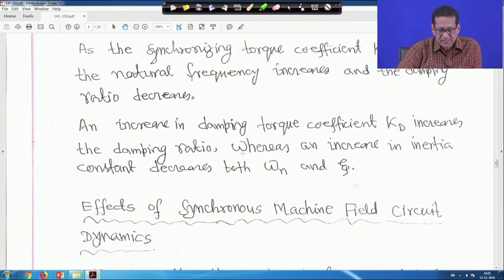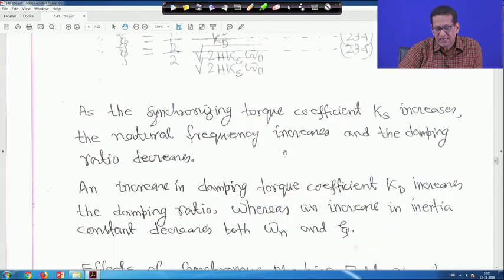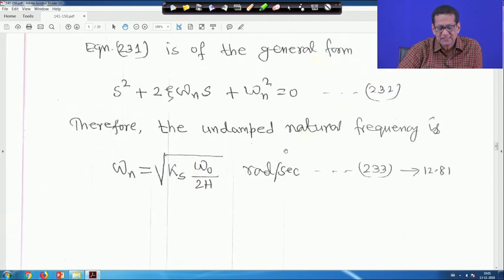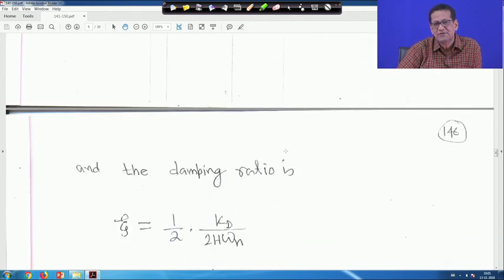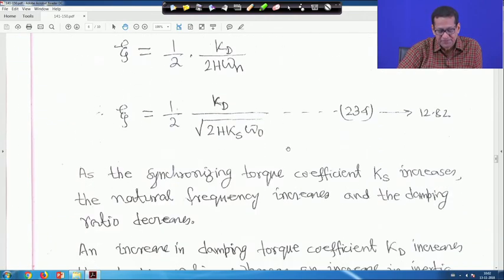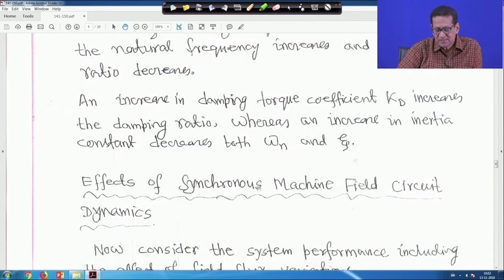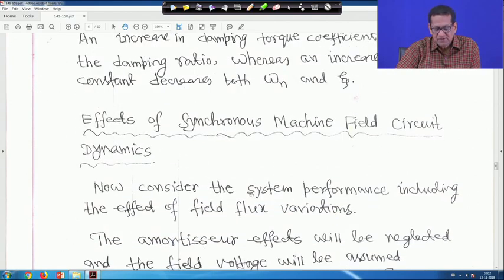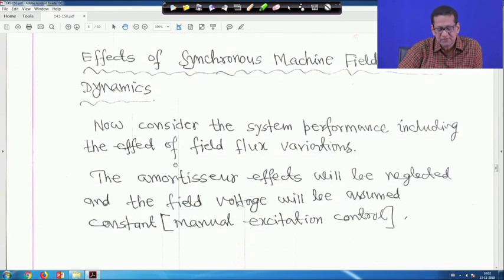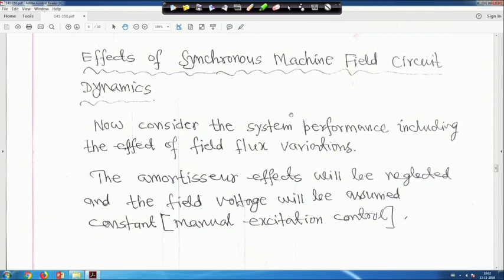So, next is the effect of, I think this block diagram is understandable to you, later we will take some problems. So, next is the effect of synchronous machine field circuit dynamics. Now consider the system performance including the effect of field flux variation.